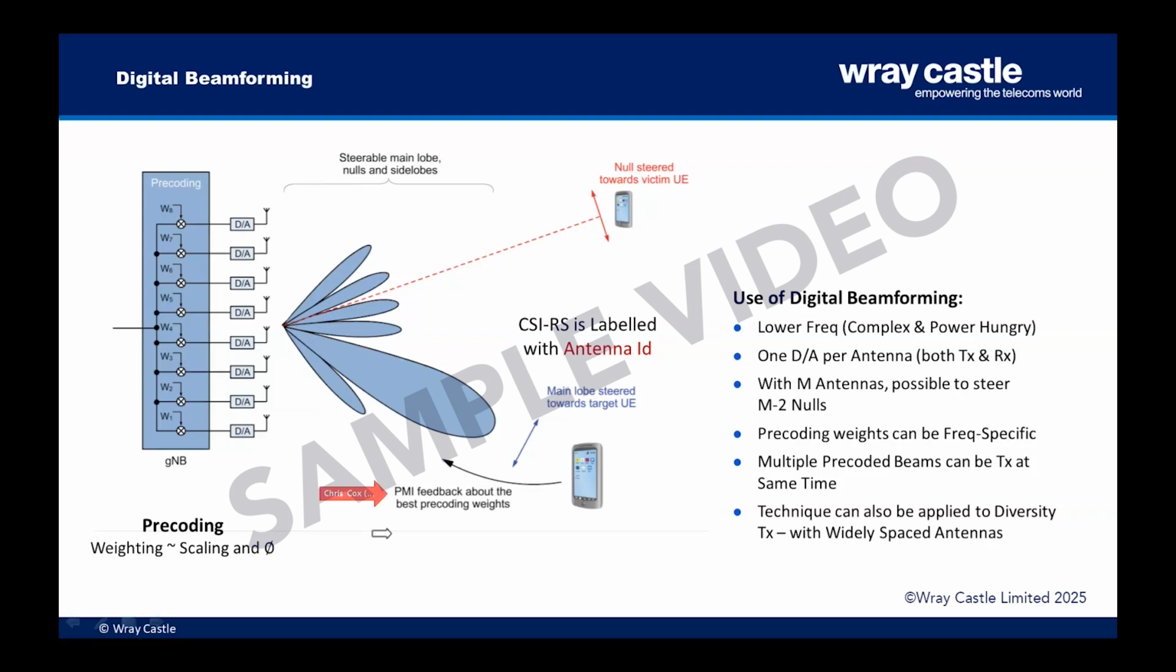PMI happens to stand for pre-coding matrix indicator. You end up with some matrix multiplication going on here, which the mathematicians amongst you will enjoy, and for the non-mathematicians amongst you, I will try to avoid as best I can. Digital beamforming, then. It's more complicated. Particularly, this feedback is complicated. It is, however, more powerful, more capable.